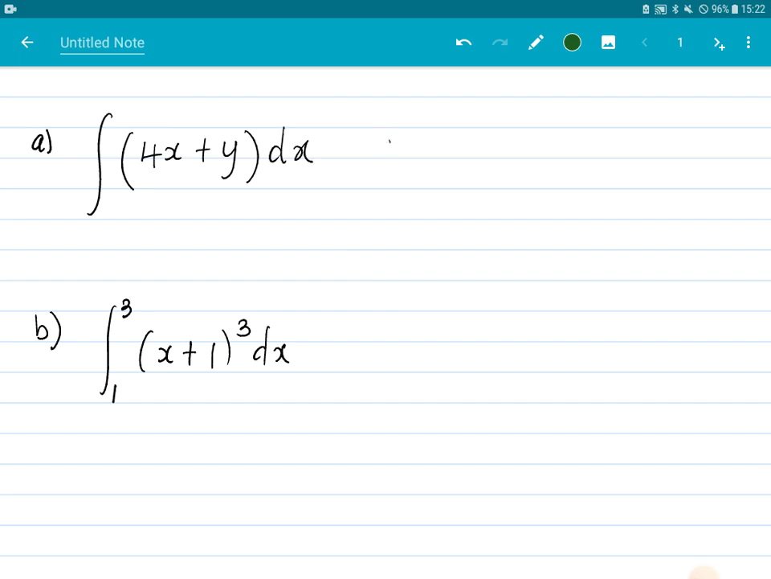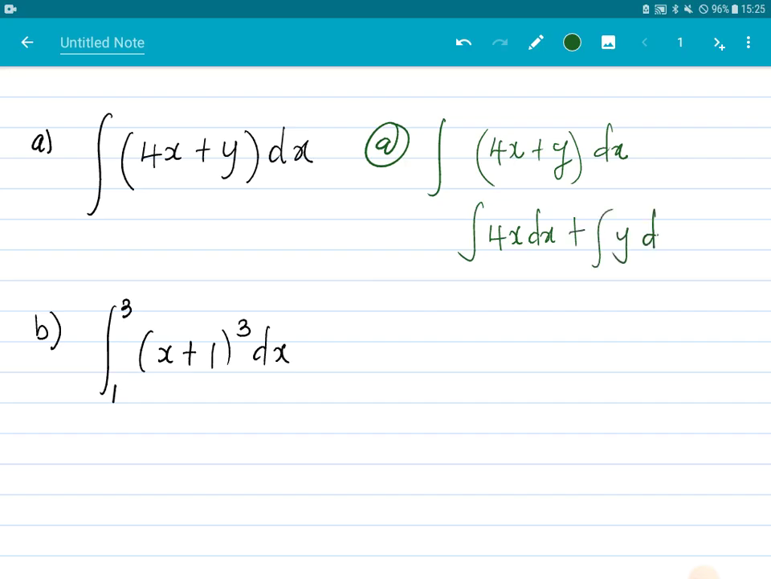Alright, so for a, the integral of 4x plus y with respect to x. To evaluate this one, we are going to take two steps. Let's first distribute the integral. So we have the integral of 4x with respect to x plus the integral of y with respect to x.